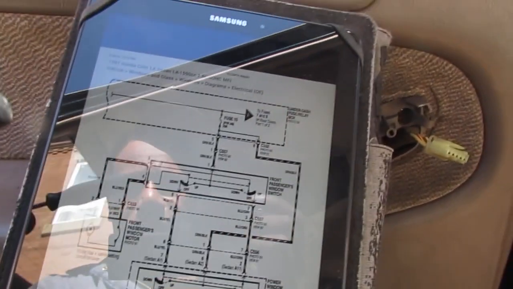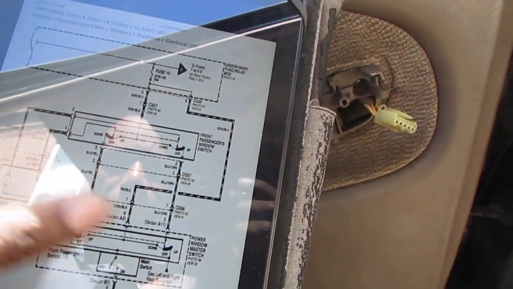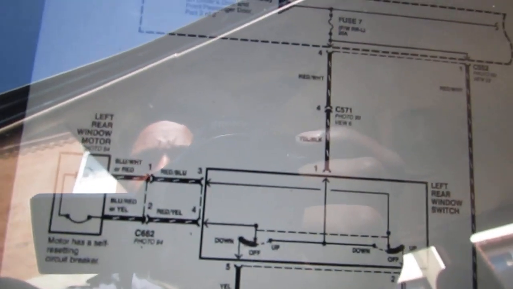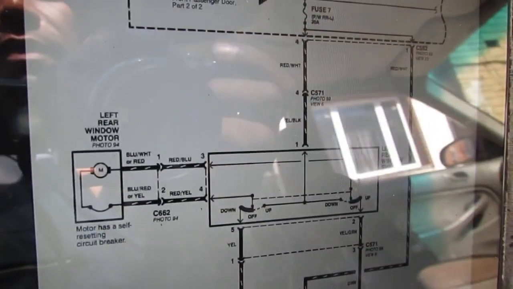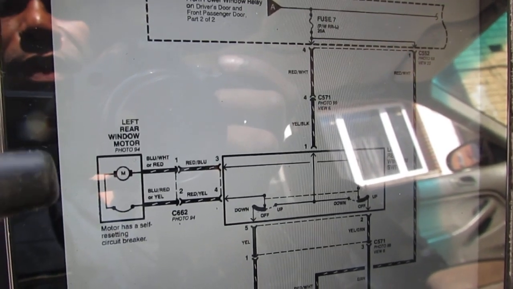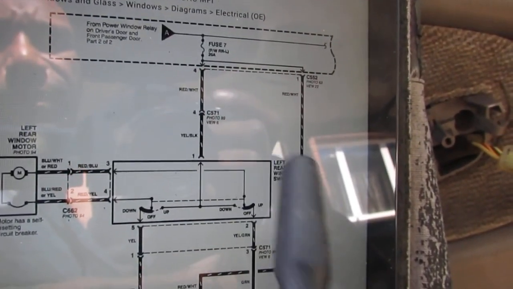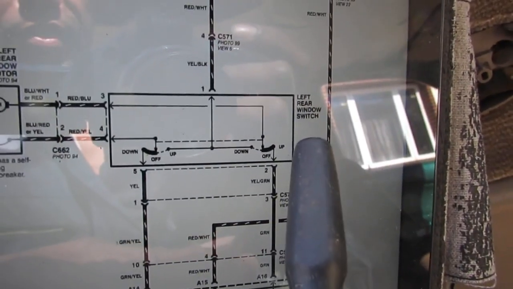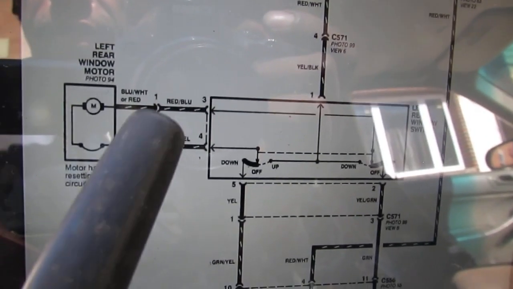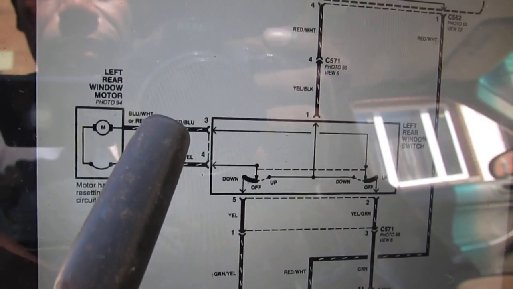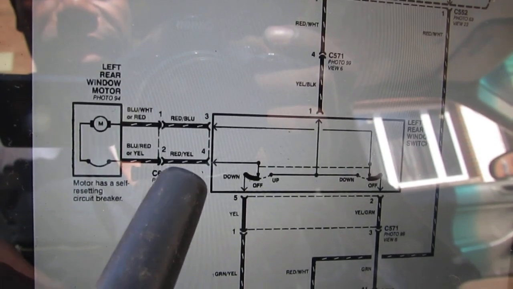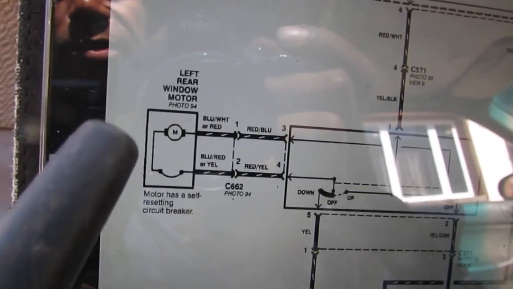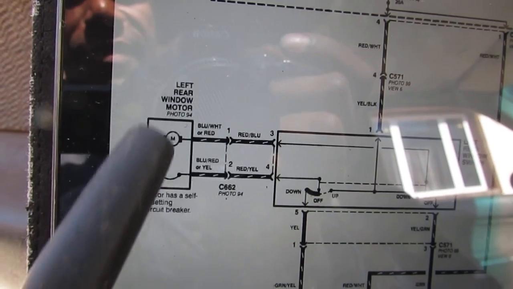All right. So according to the wiring diagram, we are looking at the left rear window motor, right? If we look at the switch right here, the left rear switch, we should have a red wire with blue, and a red wire with yellow coming out of it to feed the actual motor itself. Because remember, the motor has two wires, right?